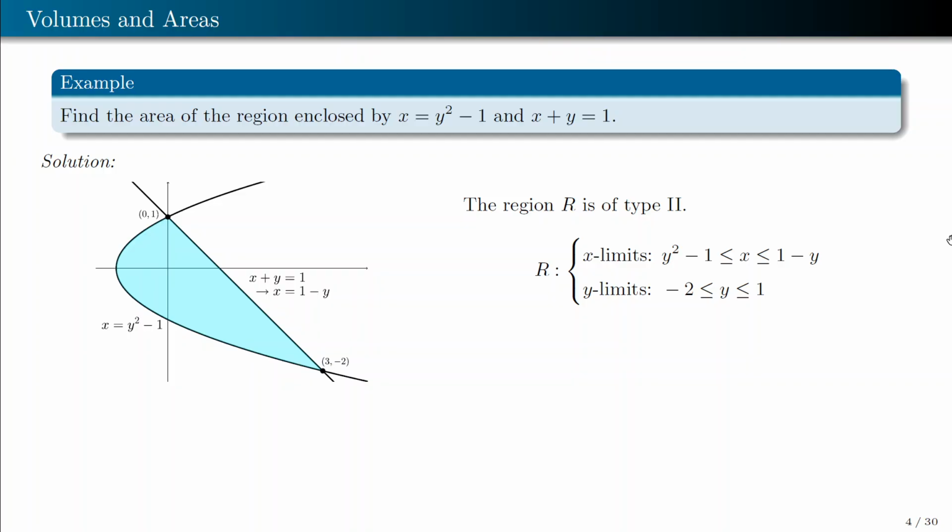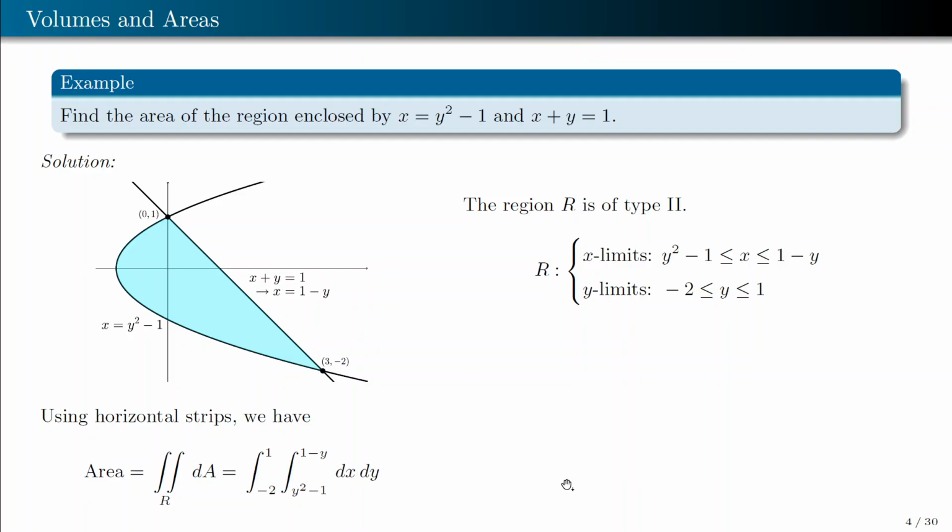Ayan, so with those limits, we have the following. Yung area, again, is given by the double integral of 1. Tapos using horizontal strips, we have this. Yung dA ay dx dy, x is from the left curve to the right curve, tapos y is from -2 to 1. So wala masyadong bago dito. Yung bago lang ay yung double integral ng 1.